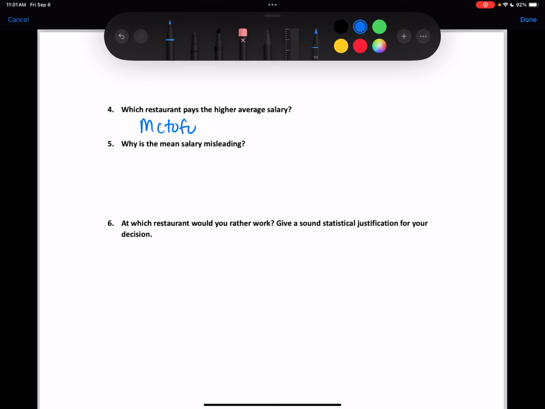We've already kind of said this, but why is the mean salary misleading? It's because McTofu has an outlier, which drastically changed the mean.